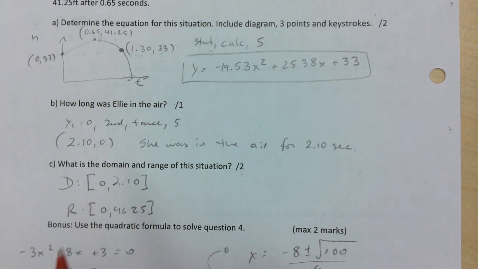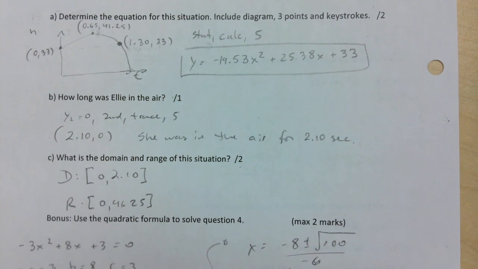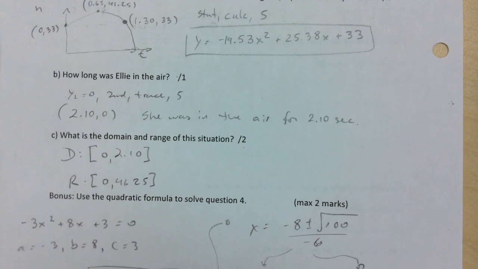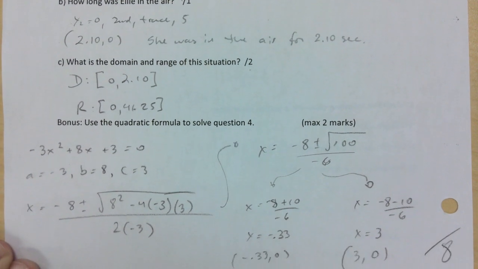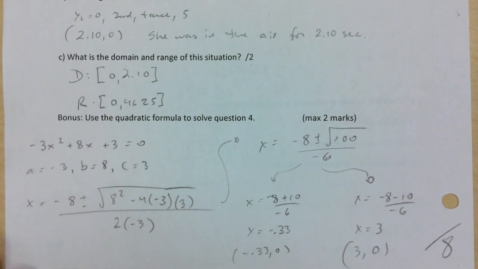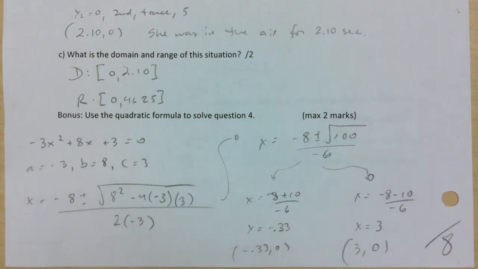And then the last one is domain and range, one for each. And there's the bonus, which you get a maximum of 2 marks if this is correct. If you did some work and it's not correct, I would give you 1 plus there. Okay, so you can go ahead and do that.